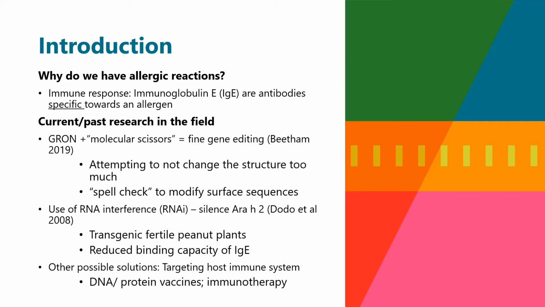The whole study, they tested these plants to ensure that that protein was in fact eliminated, and then at the end they gave these peanuts to allergy patients, and they found that there was reduced binding capacity for IgE. So that meant that this pathway might be a fruitful area of further research. Other possible solutions would be targeting the host instead of the peanut plant. This could be done probably through DNA or protein vaccines or immunotherapy.